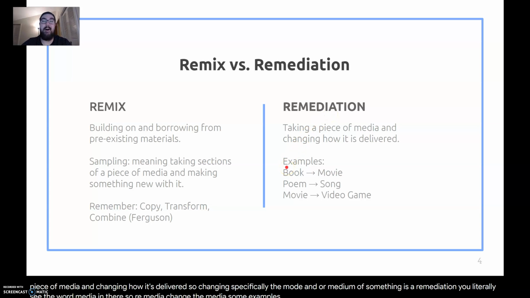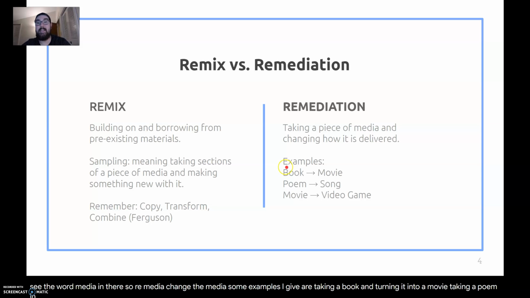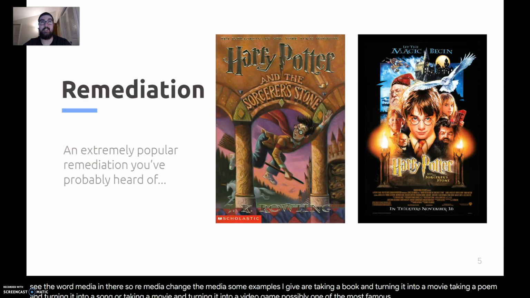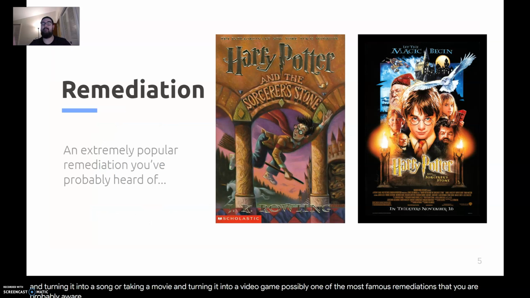Some examples I give are taking a book and turning it into a movie, taking a poem and turning it into a song, or taking a movie and turning it into a video game. Possibly one of the most famous remediations that you are probably aware of is the Harry Potter series. It started out as a famous children's book series and was turned into a multi-billion, if not trillion-dollar movie industry success.